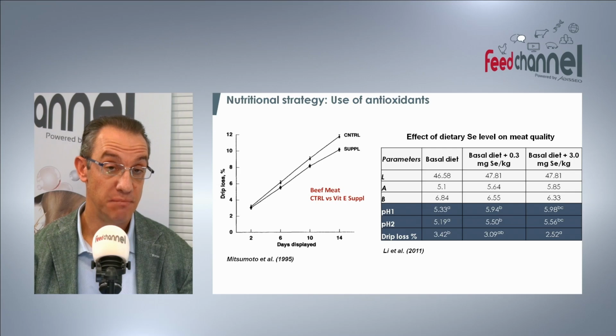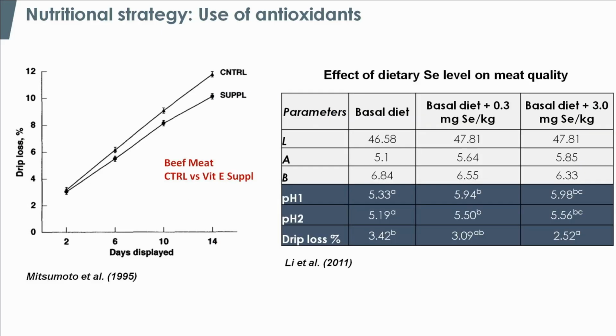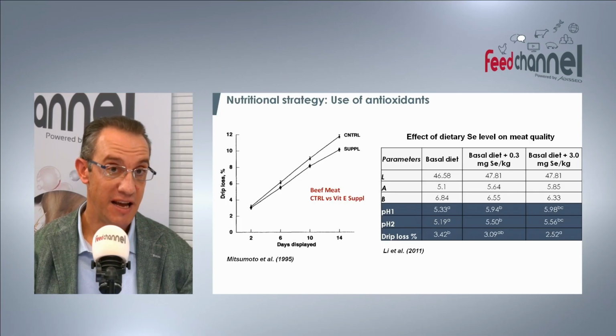But as I explained before, vitamin E and selenium can be accumulated in the muscle, and this can also prevent the damage to membranes, and so prevent losses of liquid from the inside to the outside spaces. So antioxidant use in the diet can have two effects. One, preventing stress during pre-slaughter phases, and second, during processing, preventing damage to membrane integrity.